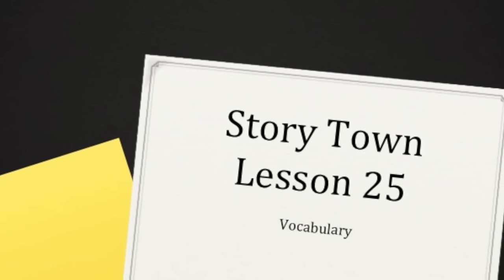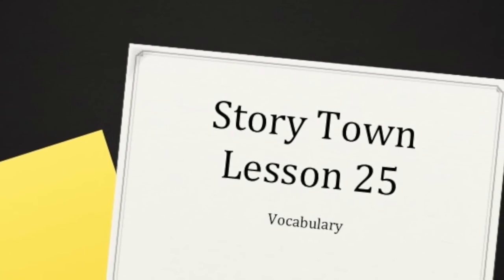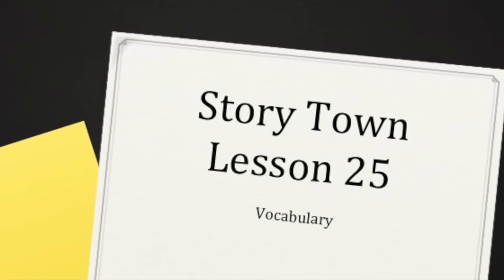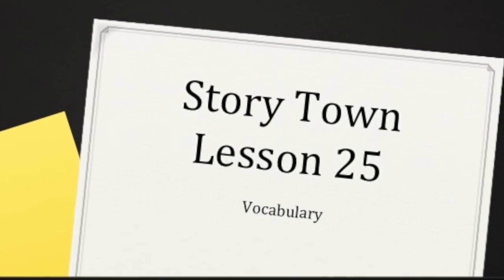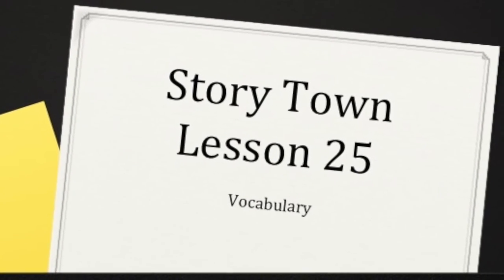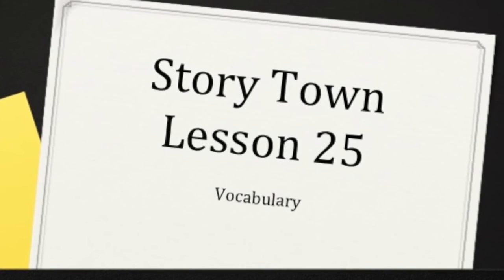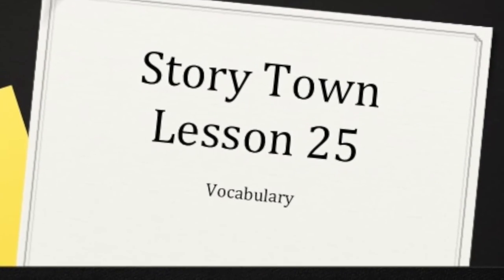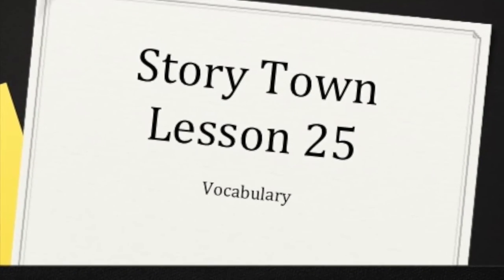Hello again, students. This is your flipped vocabulary lesson for Storytown Lesson 25. For this activity, you will need your vocab sheet, a pen or a pencil, and optionally a highlighter. You can print off another copy of the vocab sheet from my website if you lost yours. Once you've got all your materials together, let's get started.